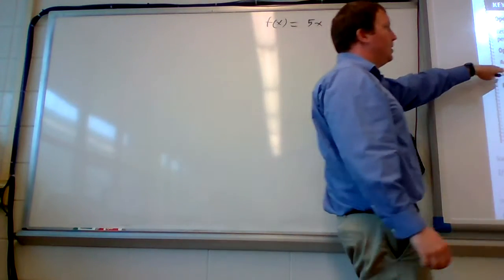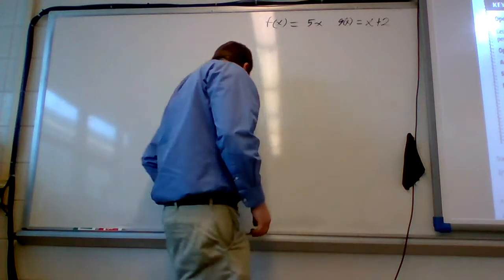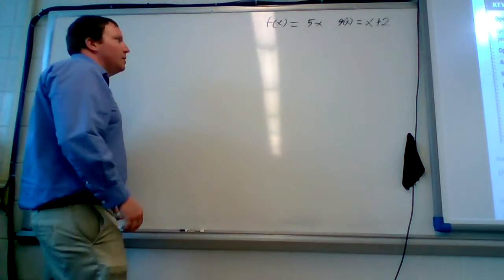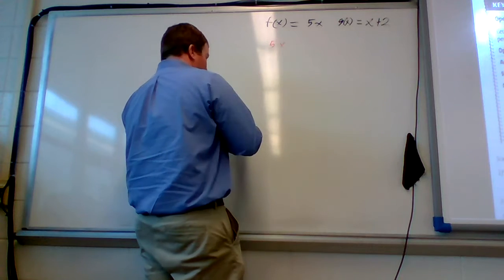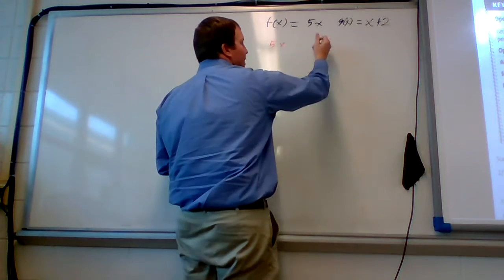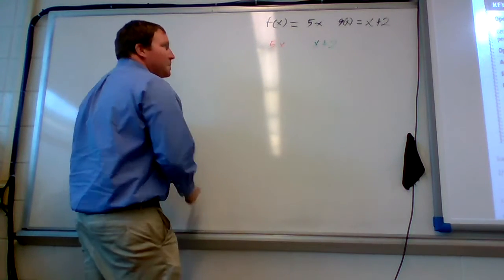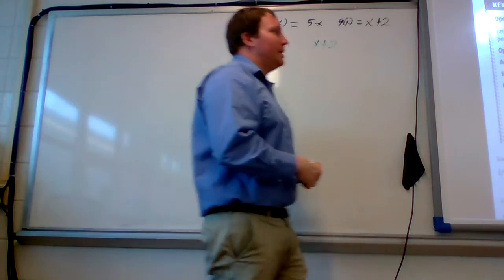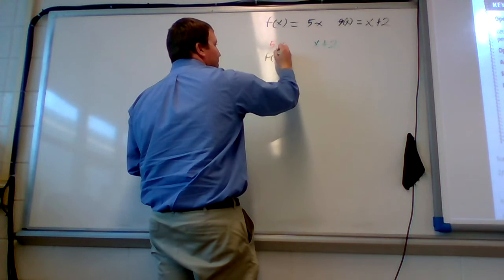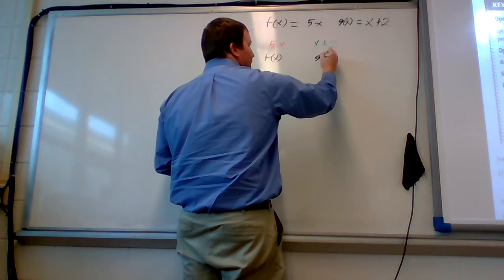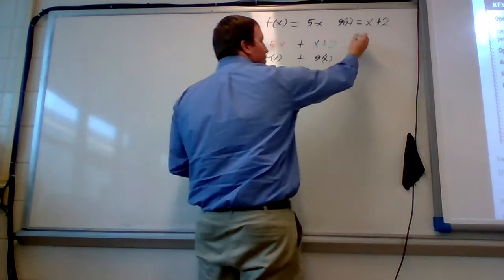So our first is just f of x plus g of x. So we're going to take the function f, which is 5x, and we're going to add to it g of x, which is x plus 2. So all we're doing when it says we have f of x plus g of x, this is our f of x, this is our g of x, and we are adding those two things together.